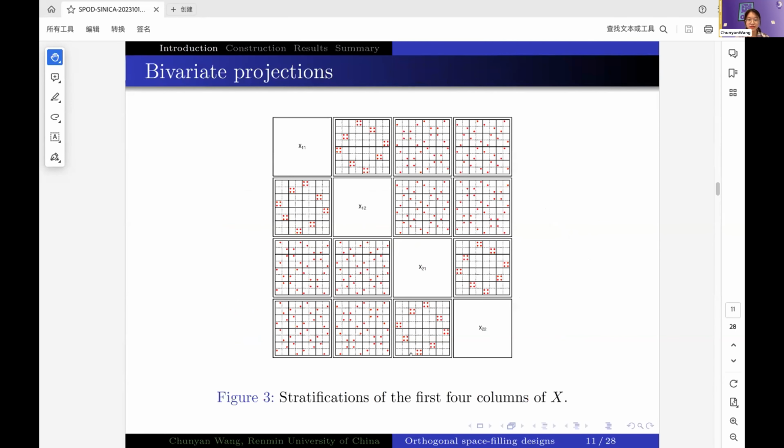Now here is the stratification of the first 4 columns of these designs. We can see that the design points are very uniform. So it's a kind of uniform design.